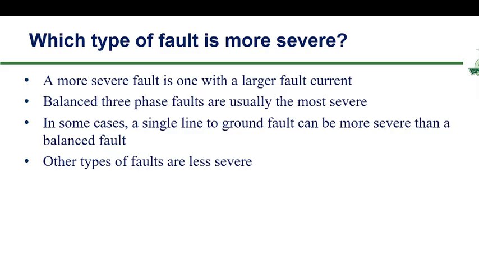However, this slide also emphasized that in certain situations, a single line to ground fault may become more severe than expected, depending on the system grounding and impedance conditions. Other fault types, such as line-to-line or double line-to-ground fault, are generally less severe in comparison, and understanding fault severity is very critical for selecting appropriate protection equipment and ensuring the safe and reliable operation of the system, as I told you.